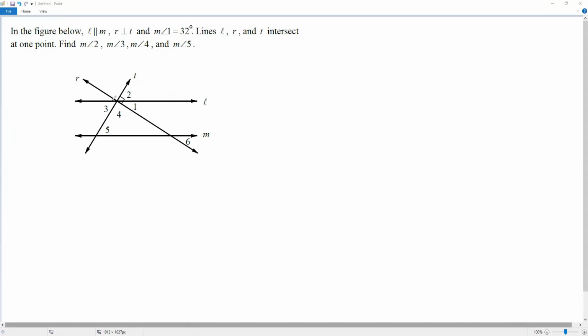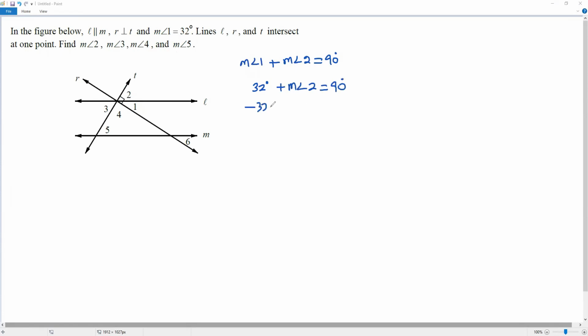Now let's consider the angle over here. This is a right angle, so it measures 90 degrees. Angle 1 and angle 2 together form a right angle, so these two angles add up to 90 degrees. That is, measure of angle 1 plus measure of angle 2 equals 90 degrees. Since we know the measure of angle 1 equals 32 degrees, we can plug in 32 degrees for the measure of angle 1. Then we get 32 degrees plus measure of angle 2 equals 90 degrees.